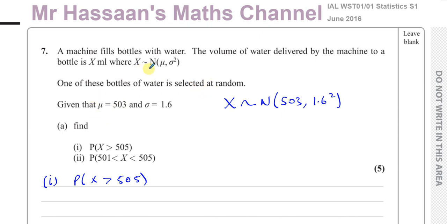Alright, so to deal with this question, if we've got a normal distribution, which they've told us, that's what it means here, X is normally distributed, we can use the table of values and the bell curve for normal distribution. So that's what we're going to be doing here. We have to think about the table of values that they give us, which I'll show you over here.